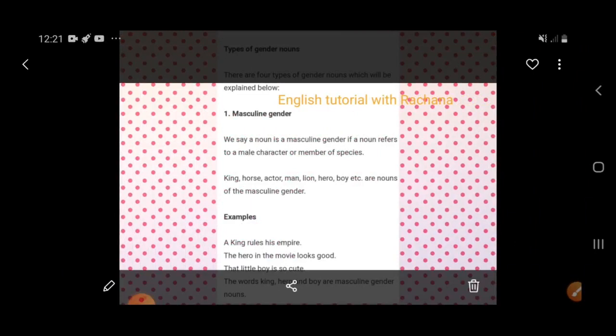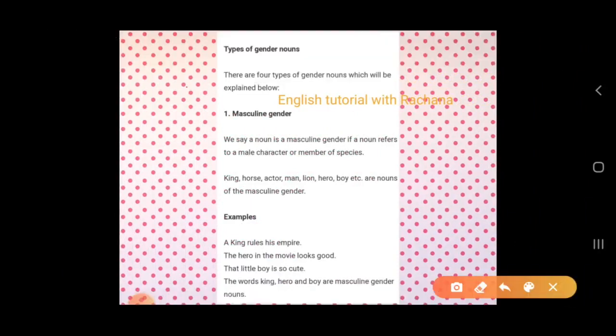So if I explain in detail the four genders of noun. First, I explain the masculine gender. We say a noun is masculine gender if it refers to a male character or a member of a species. Examples of masculine gender: king, horse, actor, man.